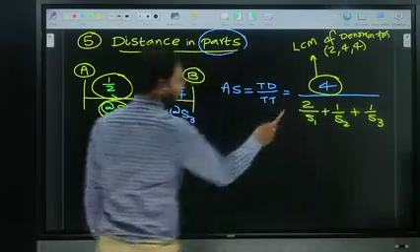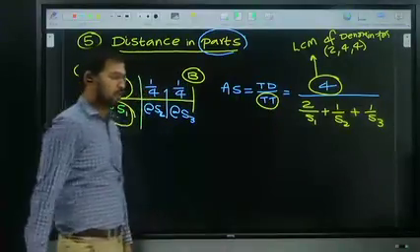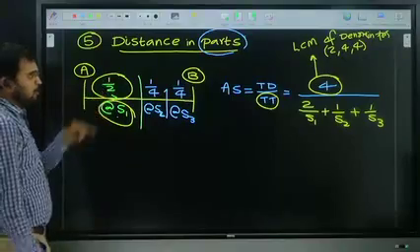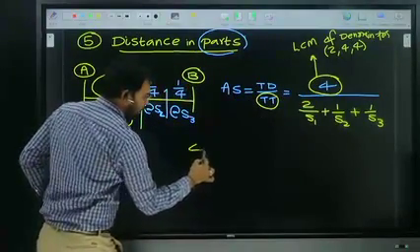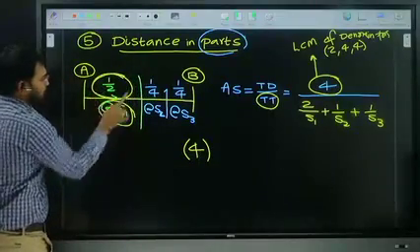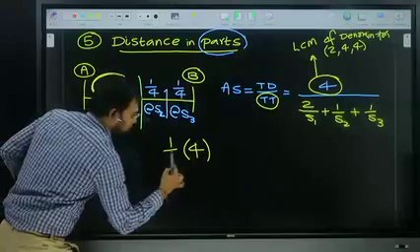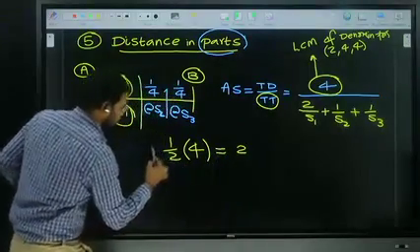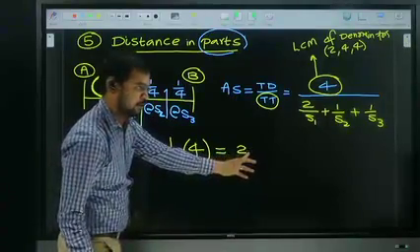So this is 2 by S1, the denominator is the total time. For the first part, the distance is 1 by 2. I assume the total distance as 4. The first part distance is 1 by 2 of 4, which is nothing but 2.